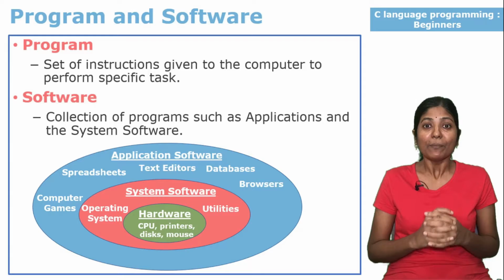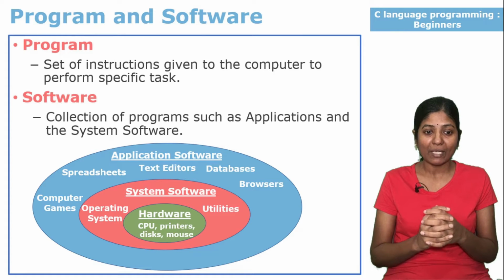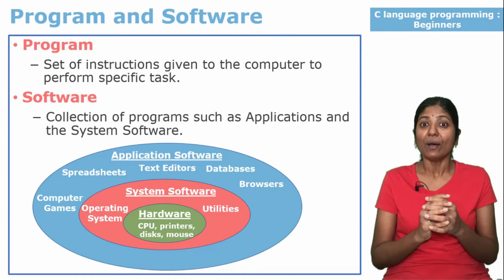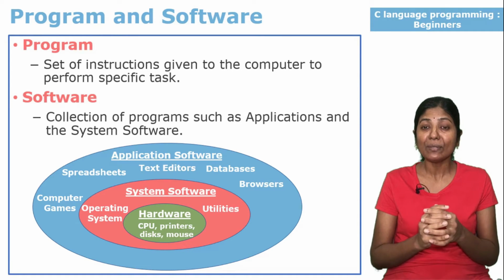So, let's begin. Before showing you the applications of C programming, first I would like to describe what a program is and what software is. A program is a set of instructions that tells the computer what to do or how to perform a task. Let's say, for example, a small task of addition of two numbers. We want to instruct the computer, so we will write a program as a set of instructions.